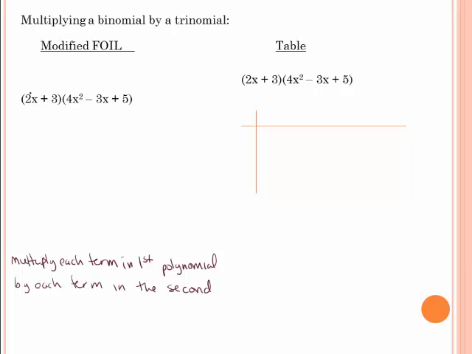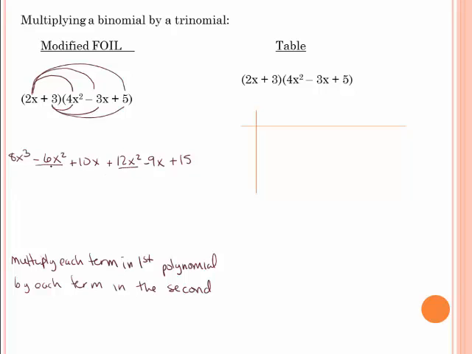Okay, so I'm going to end up with 2x times 4x squared, which will give me 8x to the third, 2x times negative 3x, which will give me negative 6x squared, 2x times 5, which will give me 10x. Then I come and do the second term. 3 times 4x squared gives me 12x squared. 3 times negative 3x gives me negative 9x. And 3 times 5 gives me 15.